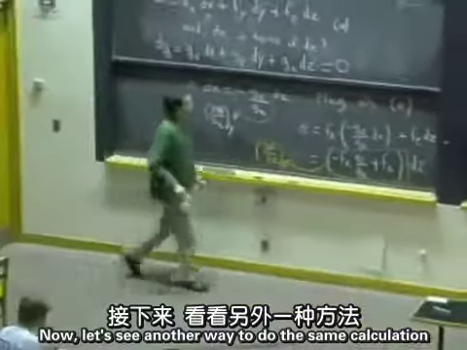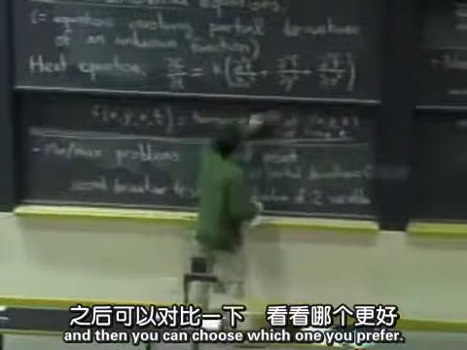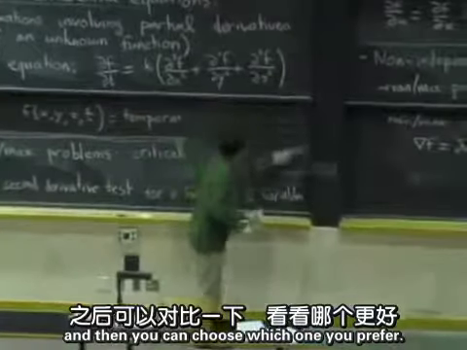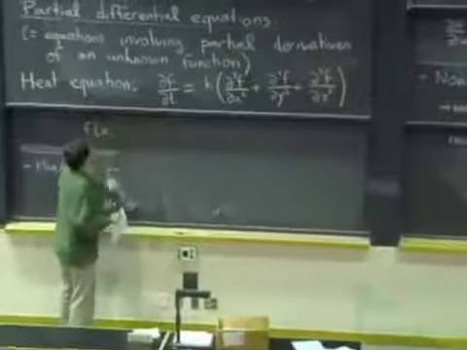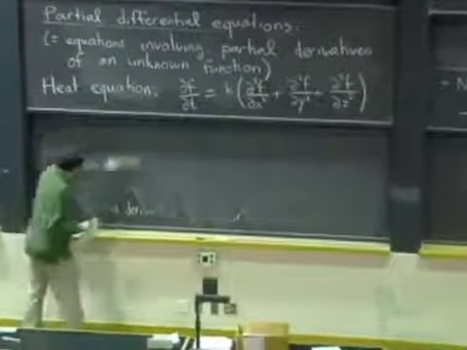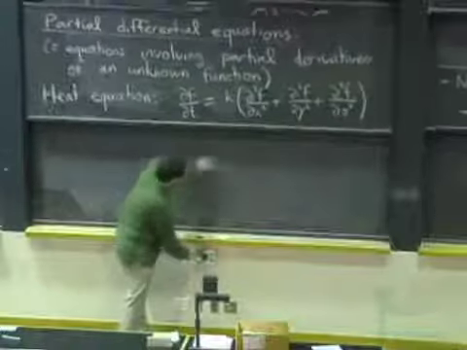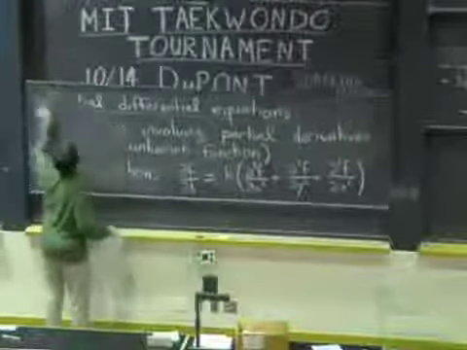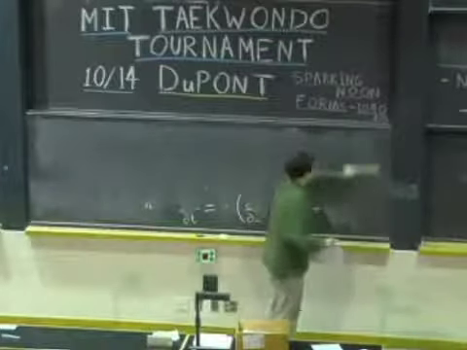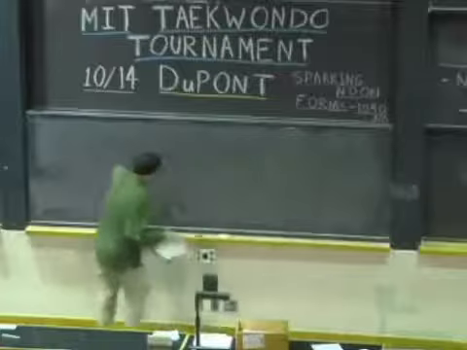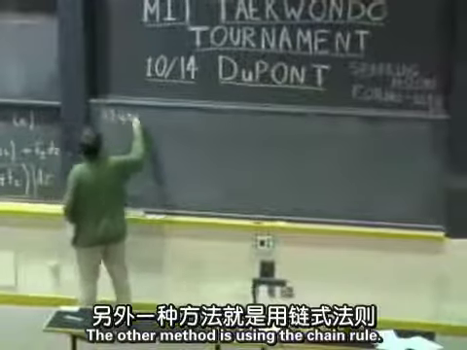So now let's see another way to do the same calculation, and then you can choose which one you prefer. The other method is using the chain rule.